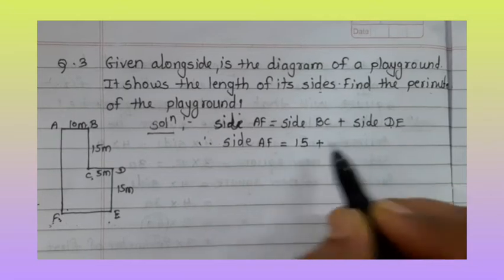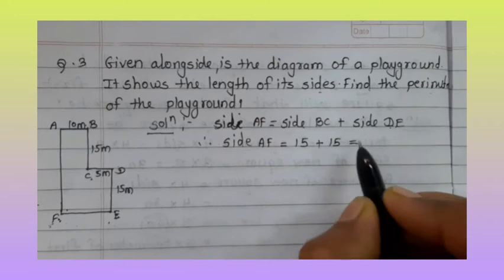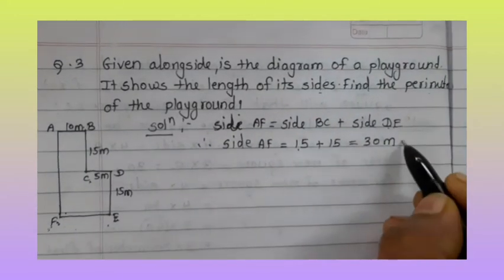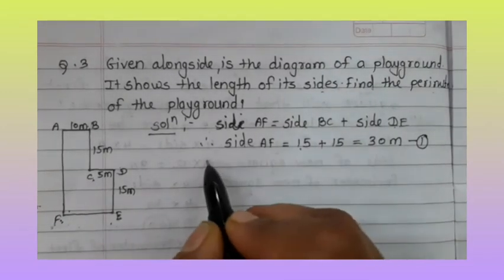15 meter plus side of DE, 15 meter. So what is the 15 plus 15? 30 meter. Okay, call this as 1. Understood?